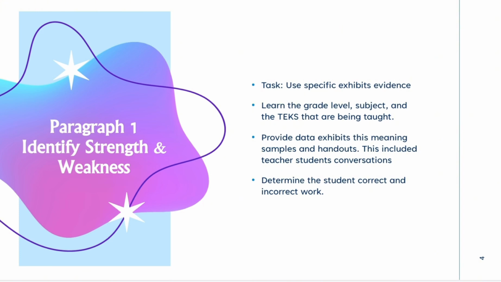Of course, since we're doing early childhood through third grade, we do want to focus on the TEK and base everything off the TEK, never around it or completely ignoring it, because that is fully within the grade as well. We have to know the grade level, which is first and foremost, the subject, because we will also be adding a cross-curricular at the end, and the TEK itself. We have to provide data that exhibits the meaning, samples, and handouts, including the teacher and students' conversations, and then determine the students' correct and incorrect work.